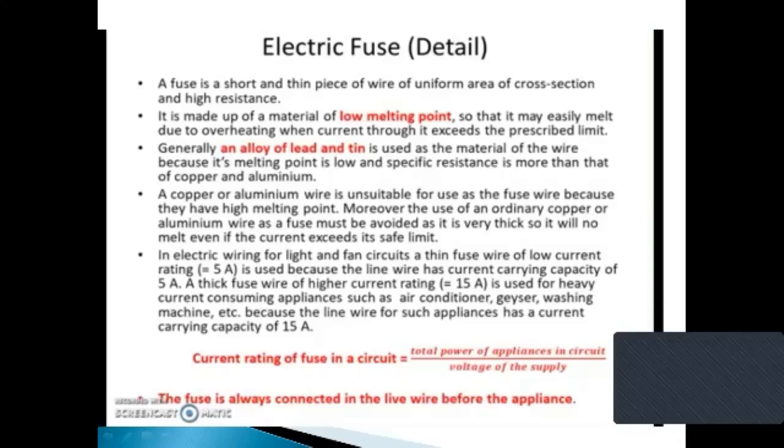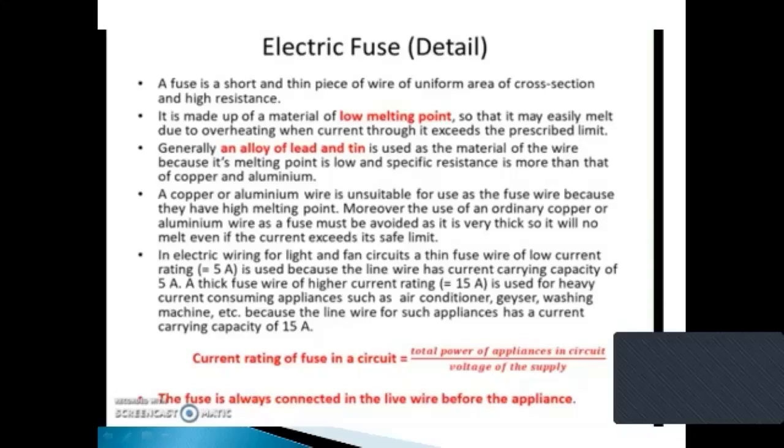So what is going to happen if we use a copper or aluminium wire? As they have high melting point, the wire will not melt and the connection will not be cut. So there may be a chance of getting excess current in the system.